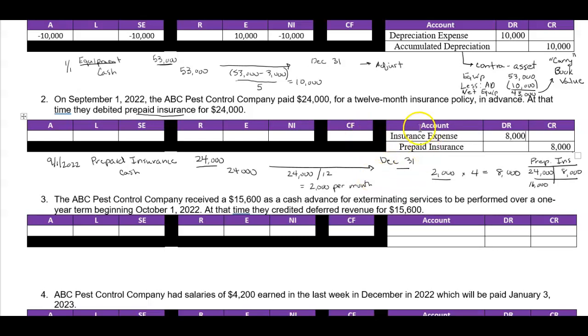Now let's talk about the impact to our financial statements. Prepaid is an asset to us. Prepaid expenses are assets. So whether it be prepaid insurance, rent, or whatever, all those are prepaid expenses. So our assets are actually going down because we credited the asset. Insurance expenses are going up by 8,000. But what's the rule? As expenses go up, our profits go down.